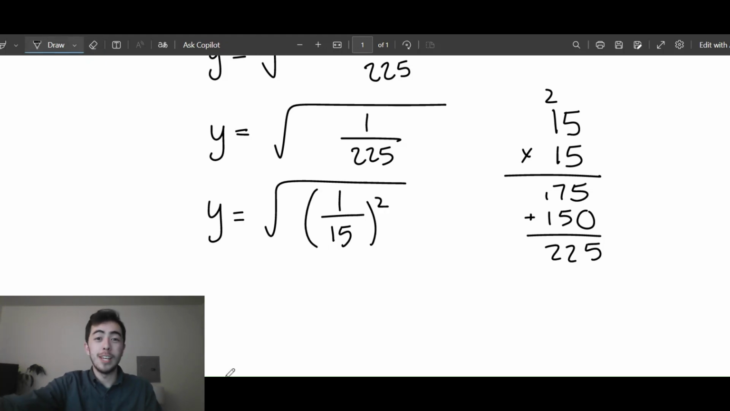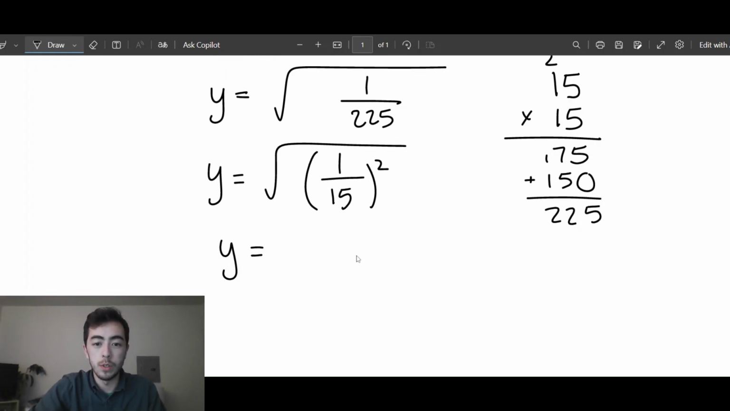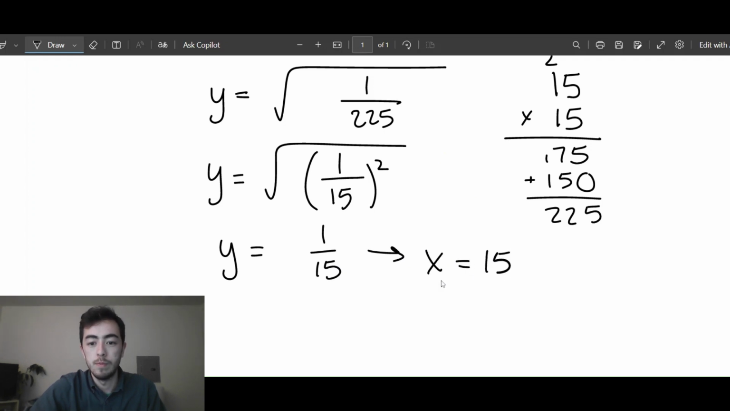And then here's that setup that I really wanted. I wanted something squared and then the square root over it. And so I know that y is equal to 1/15. And like I was saying before, y and x are reciprocals, so this proves that x is 15.